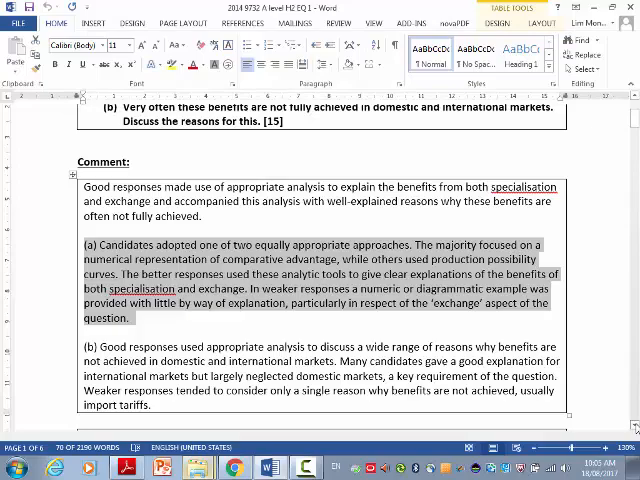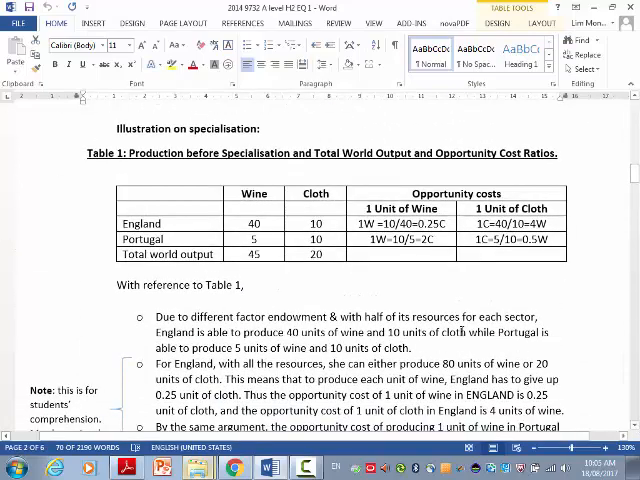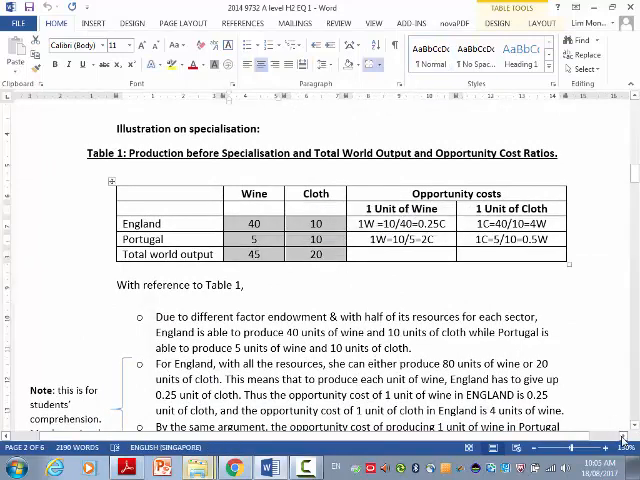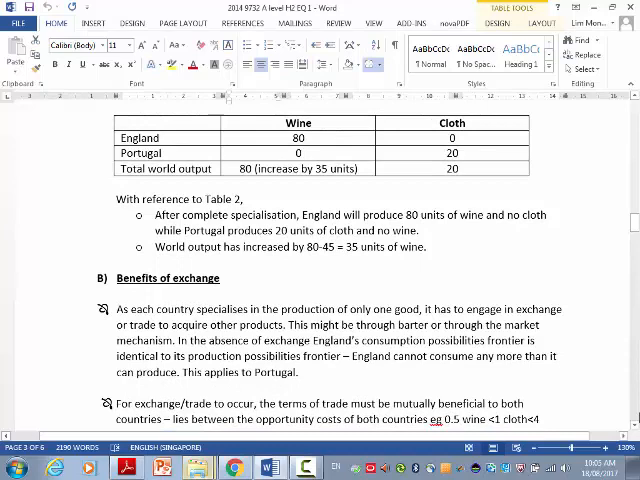Higher world output. Because this is what we can produce before trade and before specialization. Look at the total world output: it's 45 and 20. If they were to specialize, and in this case we assume full specialization, this is what we see instead: 80 and 20.